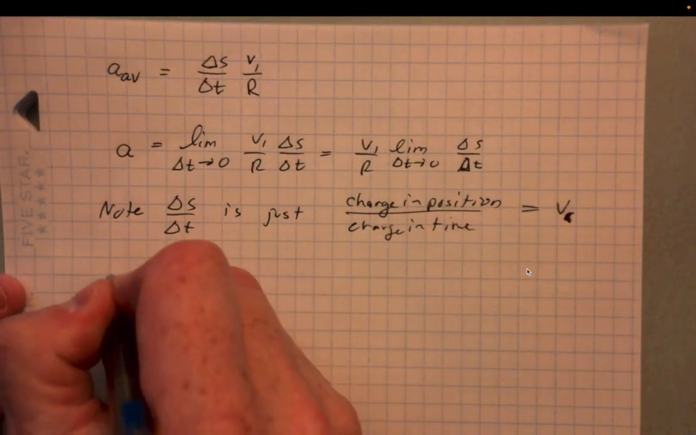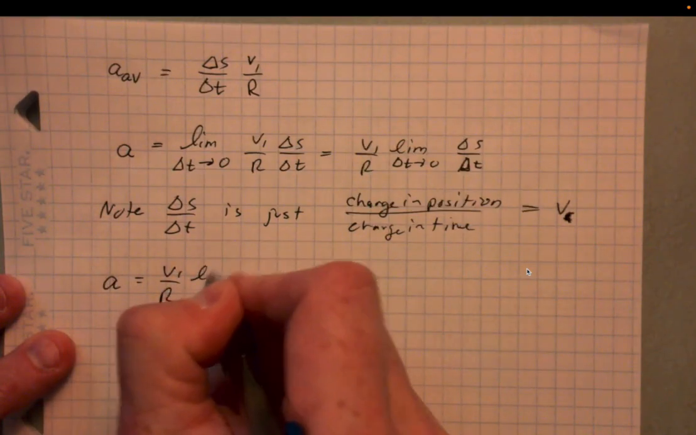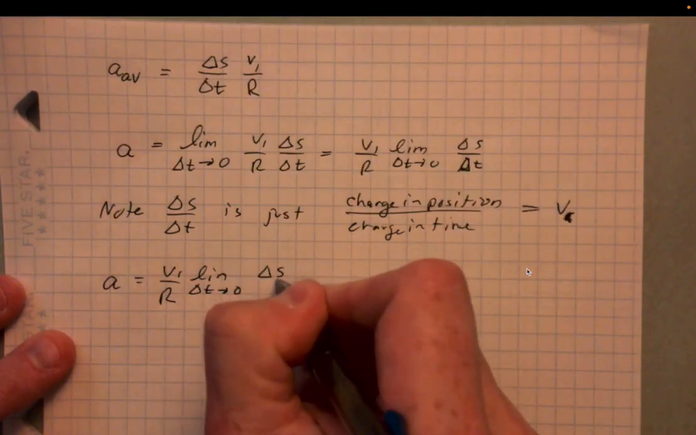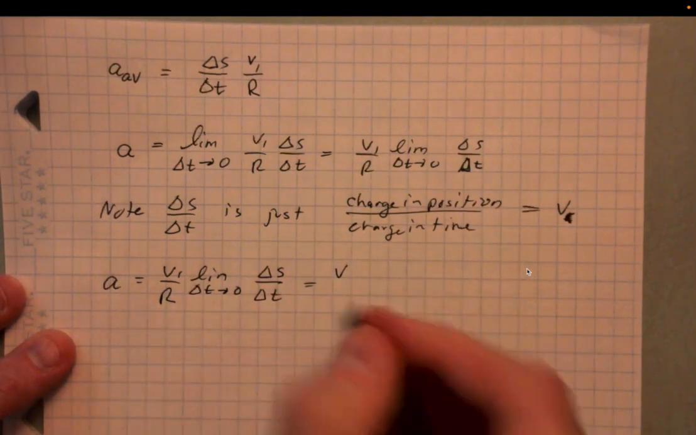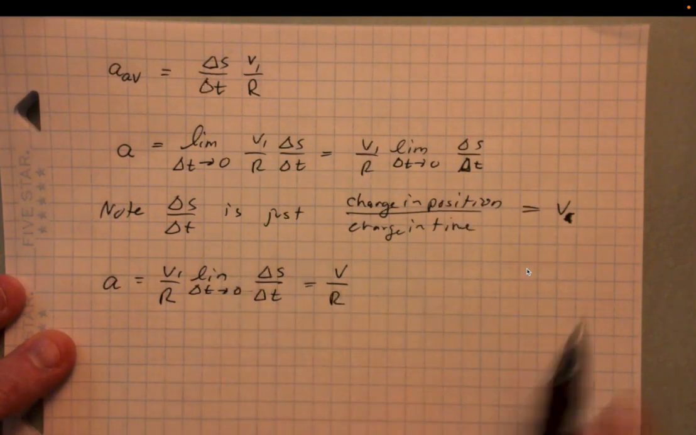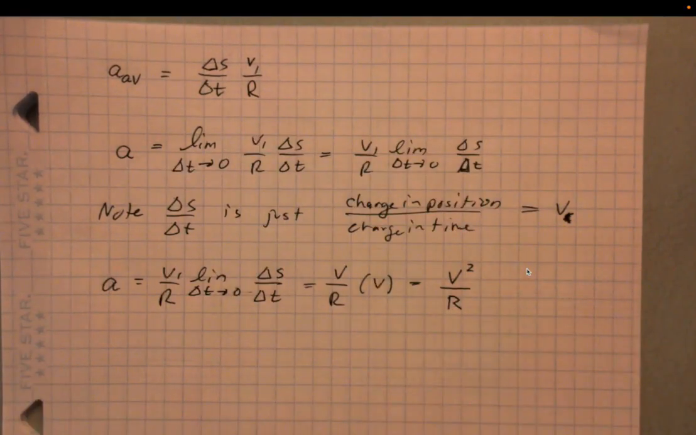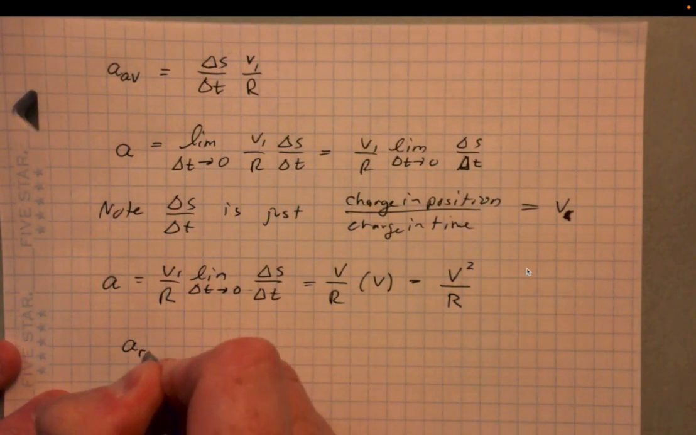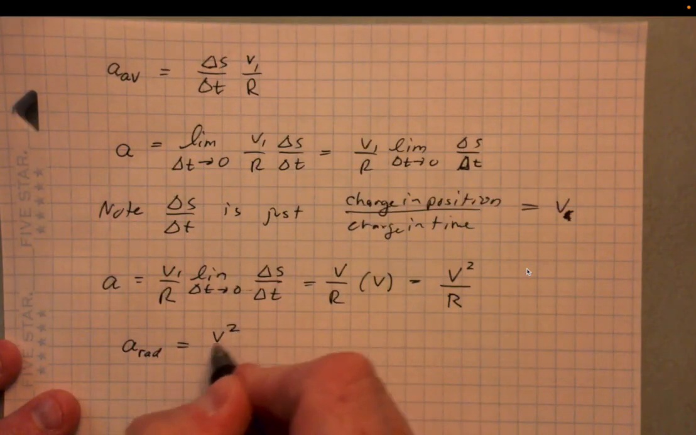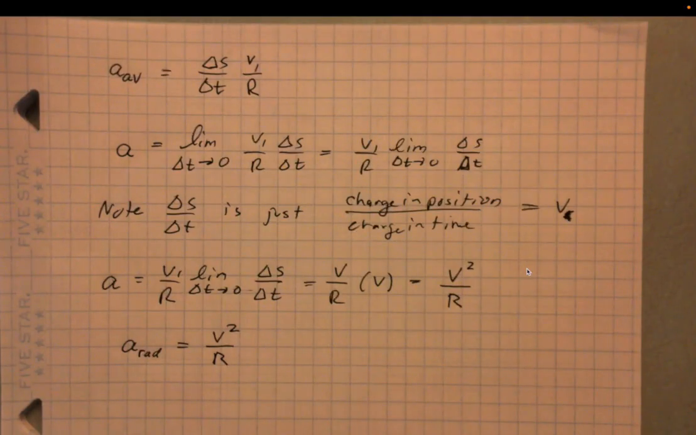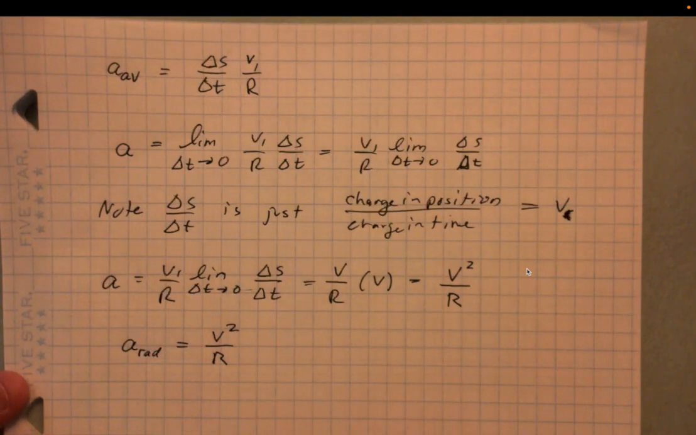So a is really just v1 over r times the limit as delta t goes to 0 of this ratio delta s to delta t, which is just, again dropping the subscript, v over r. And what happens when this limit is taken? Well, it's just velocity. And so this is ultimately just v squared over r. Okay, so this is the instantaneous acceleration magnitude for uniform circular motion. Another way to write this would be a_rad, the radial acceleration, is equal to v squared over r. The subscript rad is to indicate that all of the acceleration is directed along the radial lines of motion.